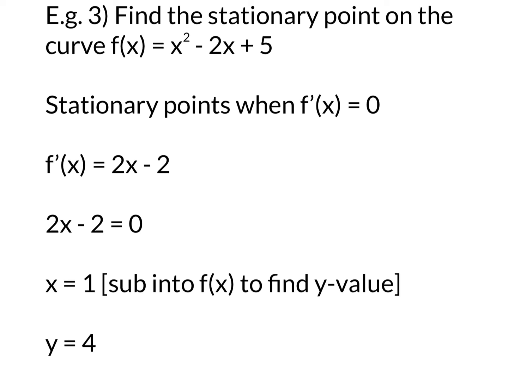And because we're finding the stationary point, that means we need a y value. So we sub x equals 1 back into the f of x up the top, and you get y equals 4. So the stationary point is (1, 4).